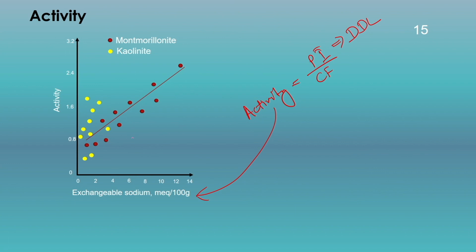Here we can see, if we plot the graph between the activity and the exchangeable sodium percentage for two types of minerals, montmorillonite and kaolinite, we can find a linear relationship between the activity and the exchangeable sodium percentage for montmorillonite, because with increase in the exchangeable sodium percentage, the diffuse double layer thickness of montmorillonite will increase, and this leads to a higher value of liquid limit, and a higher liquid limit means a higher plasticity index, and a higher plasticity index means higher activity.